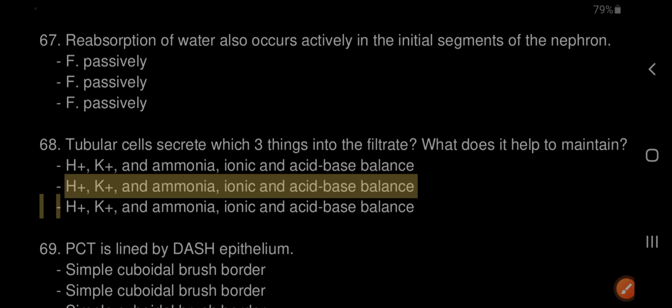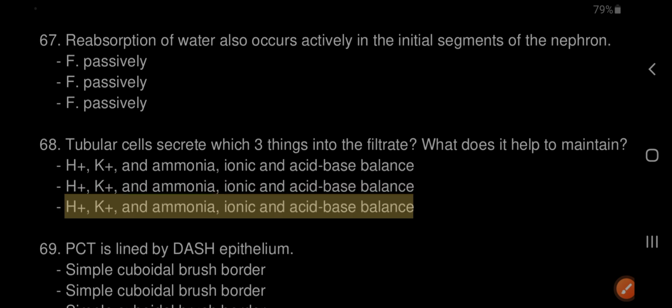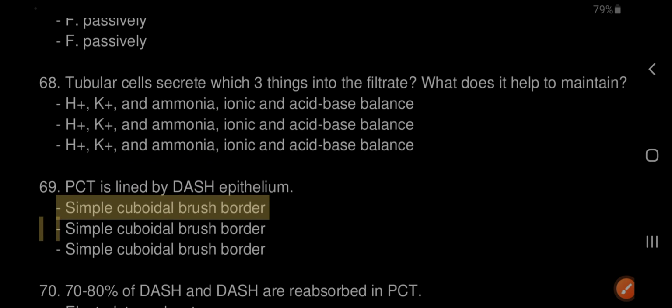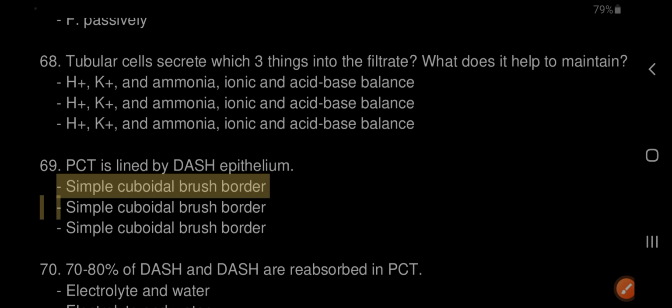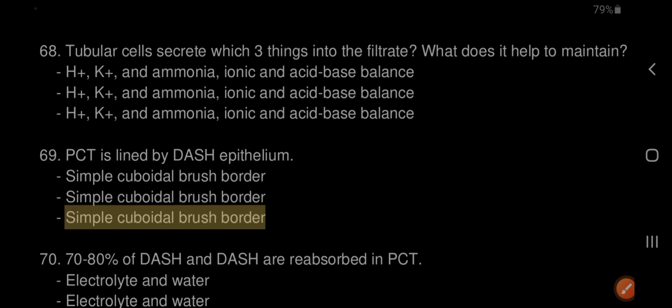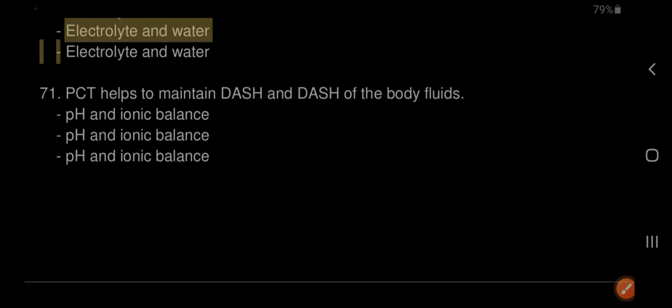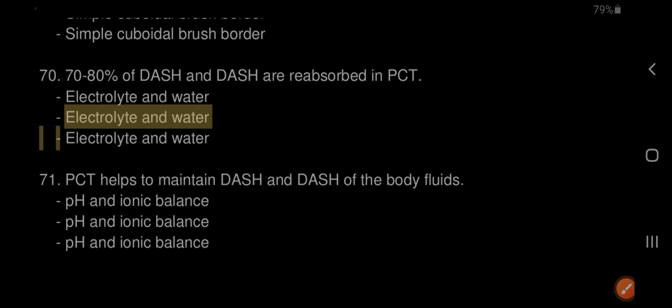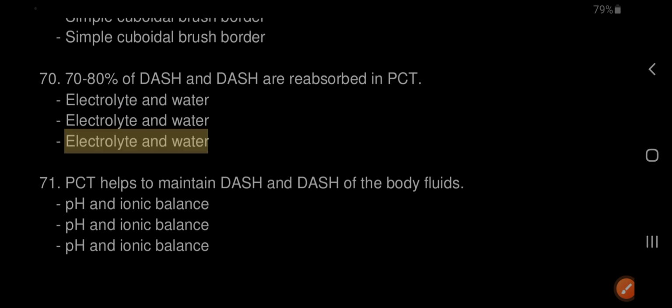69. PCT is lined by simple cuboidal brush border epithelium. 70. 70 to 80% of electrolytes and water are reabsorbed in PCT. 71. PCT helps to maintain pH and ionic balance of the body fluids.